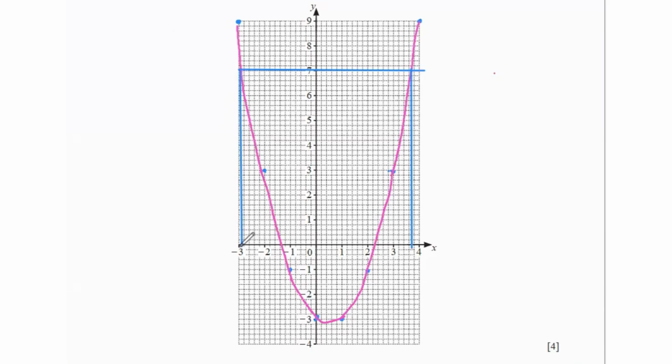So that's negative 2.8, and that's 3.7. Yeah. x can either be negative 2.8 or 3.7. That is my answer.